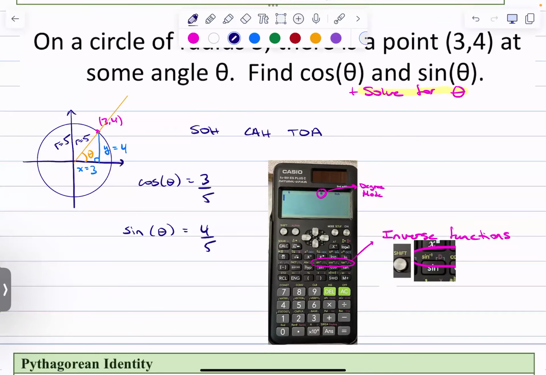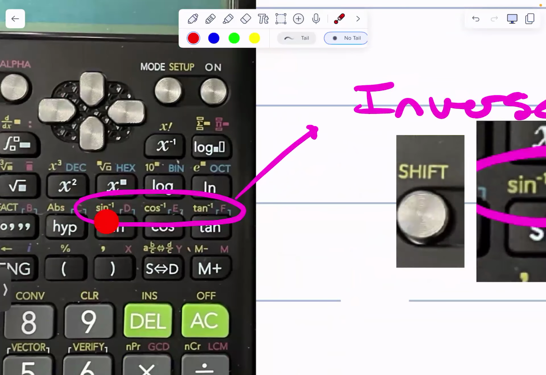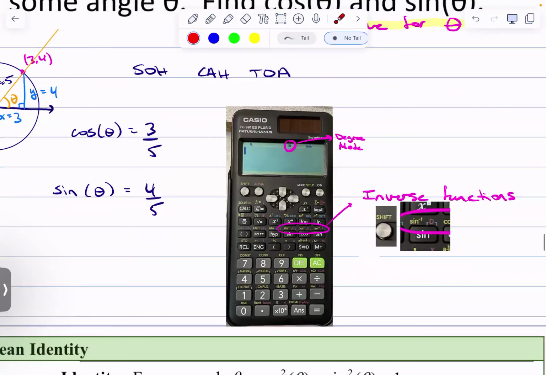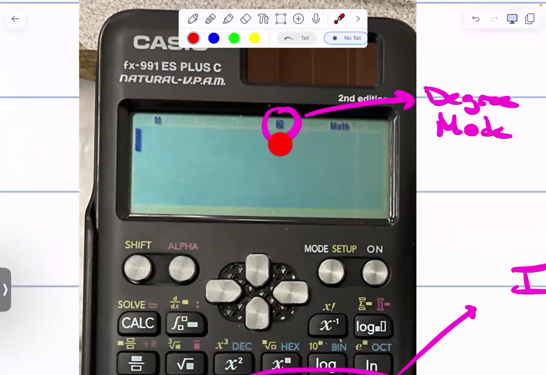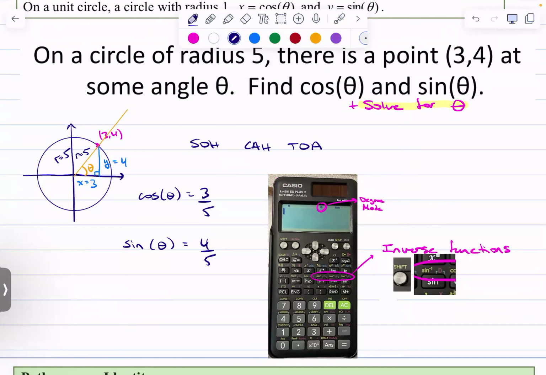Now, to solve for theta, I've got a picture of most of your calculators. Sine to the -1, cos to the -1, tan to the -1, those are the inverse functions of your sine, cosine, and tangent. Now this is where you want to make sure that you're in degree mode, and it'll look like that. You could give it in radians as long as you don't put degrees on it. That would be bad.